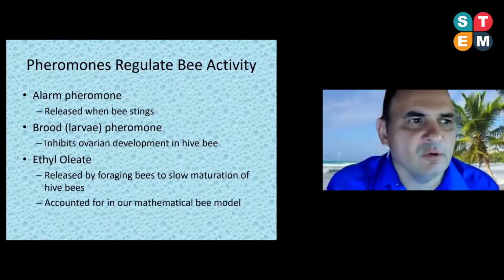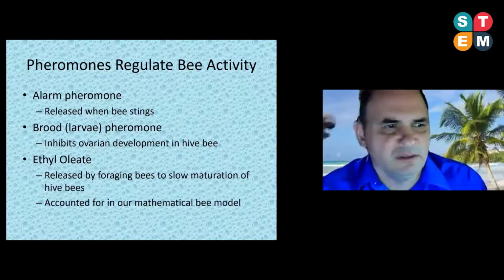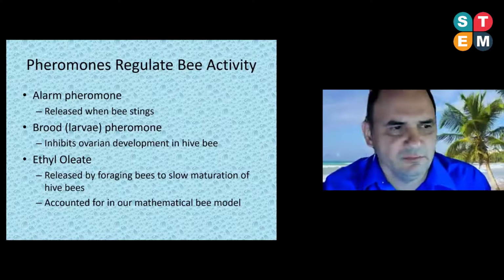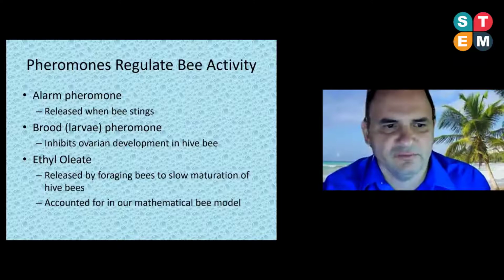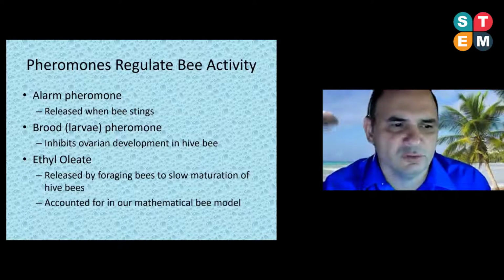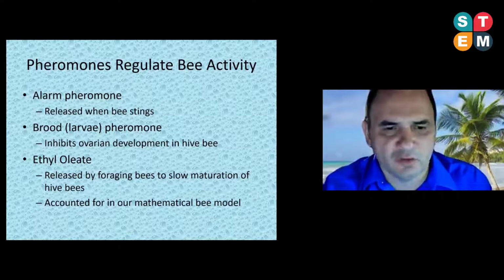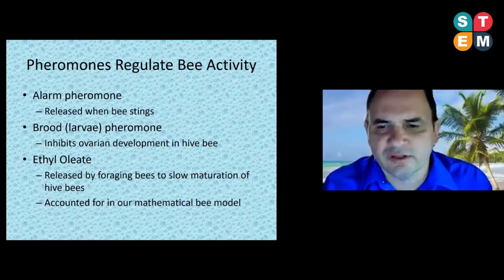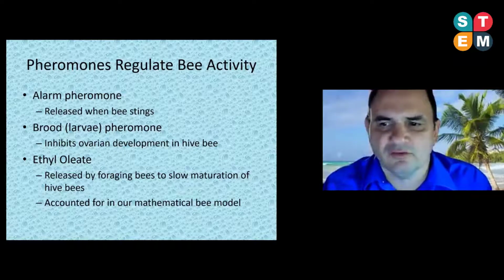Now, you may know that pheromones regulate bee activity. There's the alarm pheromone, which is released when the bee stings. There's the brood or larvae pheromone, which inhibits ovarian development in the hive bee. And there's ethyl oleate, which is released by foraging bees to slow the maturation of hive bees. So ethyl oleate is a self-regulating mechanism to restore the balance or ratio of hive to foraging bees.